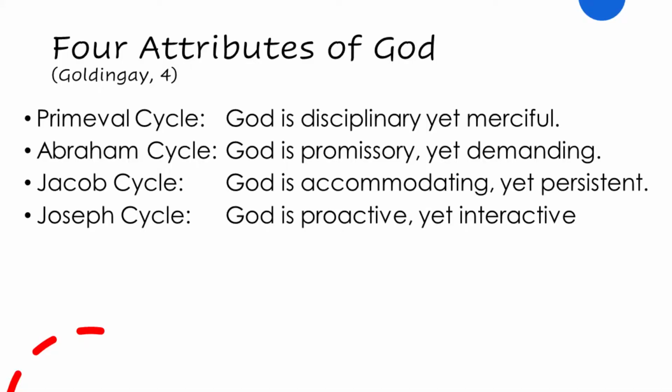Jacob, as we're going to see, is something of a sinister fellow. He's not the most sympathetic character, at least among the patriarchs. Yet God is also persistent. God works with him. And then in the Joseph cycle, God is proactive, yet interactive.